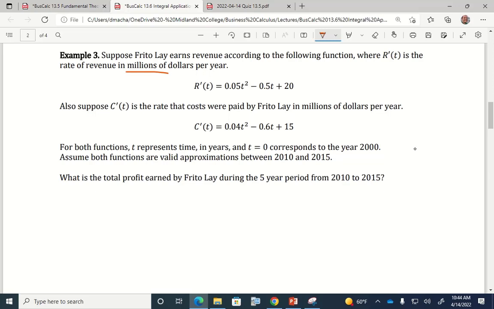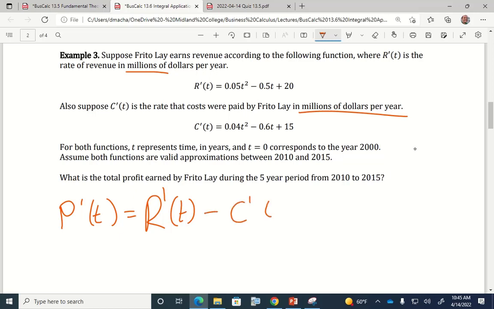So we have a function for revenue. We also have a function for costs, and it's also in millions of dollars per year. And so the rate at which we're earning profit is going to be the rate at which we have brought in revenue minus the rate at which we have to pay our expenses, or our costs, right? So profit is money in minus money out. It's revenue minus expenses, or you could say revenue minus cost.